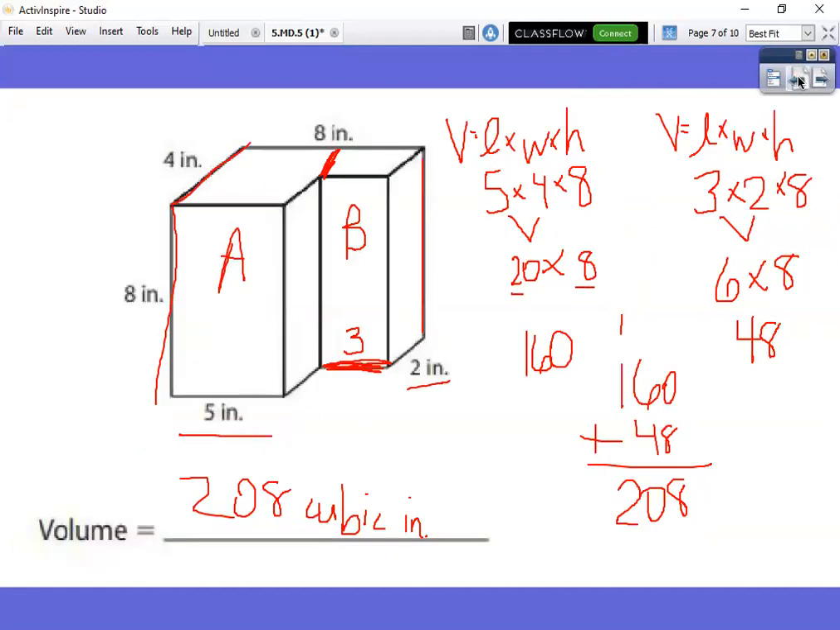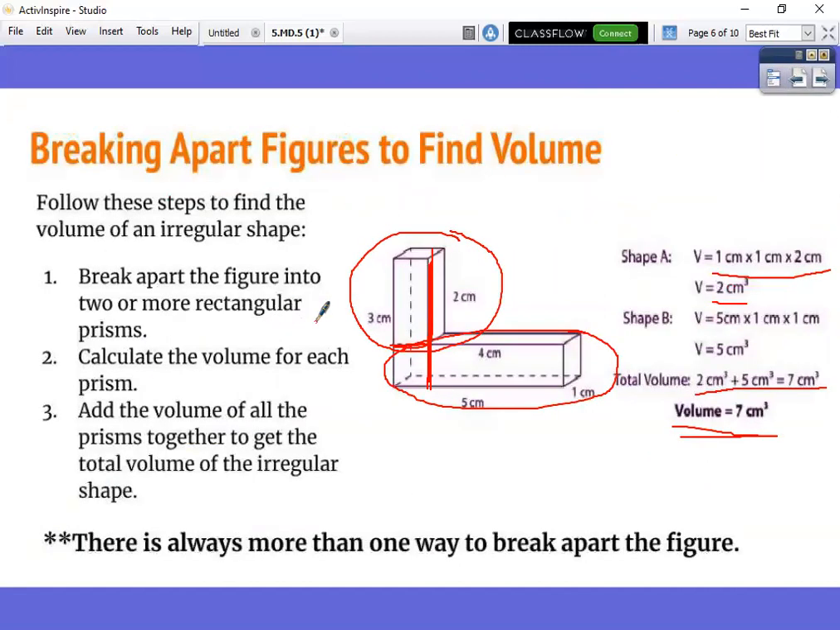So to review those steps again real quick, we need to break apart the figure into 2 or more rectangular prisms. Then you need to calculate or find the volume for each prism. And then you're going to add the volume of all the prisms together to get the total volume of the irregular shape. It's easy as 1, 2, 3.